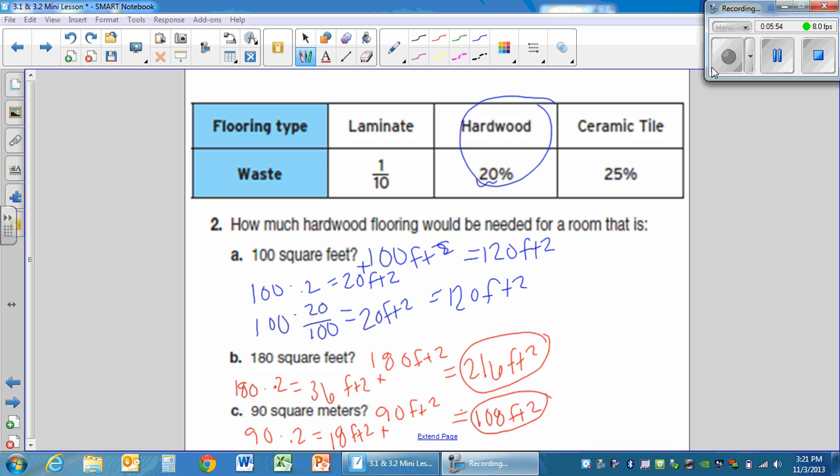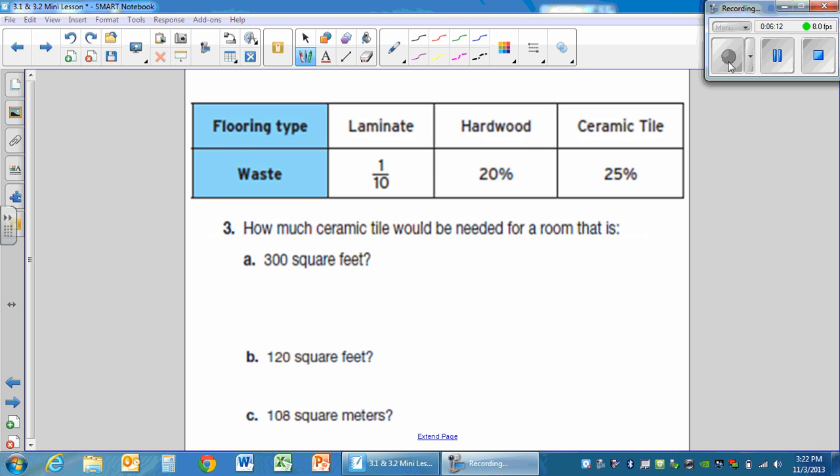For B, you should have gotten an answer of 216 feet squared, and for part C, you should have gotten an answer of 108 feet squared. If you did not get those answers, recheck your work with the work I have shown and try and see if you can refigure it out with the correct answers. If you got the correct answers to number 2, B, and C, you can move on to number 3.